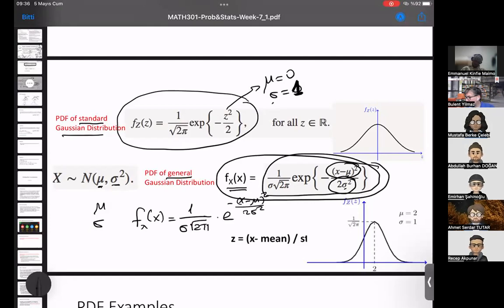So we will have a standard Gaussian distribution with 0 mean and 1 standard deviation. We may have another distribution which is going to be a general Gaussian distribution. The mean can be 2 and the standard deviation can be 1 or 2. If it is 2, then it's going to be like this, right? The standard deviation is going to be increasing. So this is the basic idea behind the Gaussian distribution.